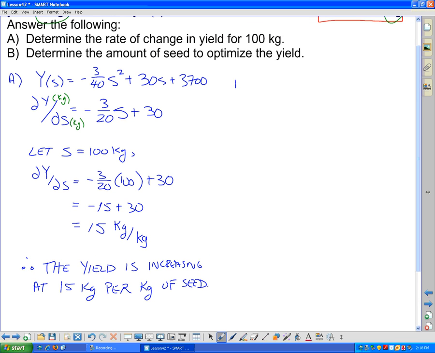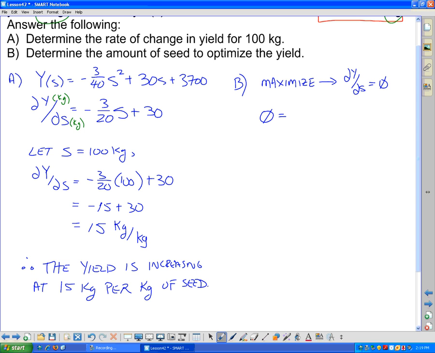B part then. Determine the amount of seed to optimize yield. Okay, so we're looking at determining how much we want to optimize or maximize our yield. So maximize, looking for a max or min, which means that we are going to have to set the derivative equal to 0 in order to locate the max value.